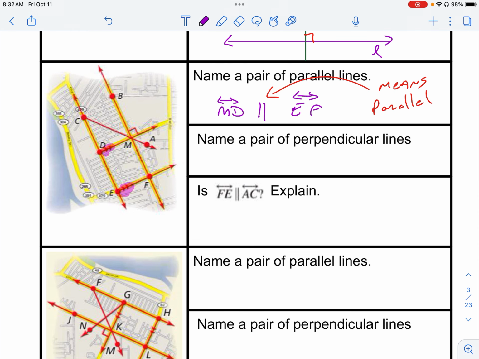Let's look at the perpendicular lines. And what are we looking for for perpendicular lines? That box right there, which means it's a right angle, which means they're perpendicular. So we got line BF or BM is perpendicular to line AD. That upside down T means perpendicular.